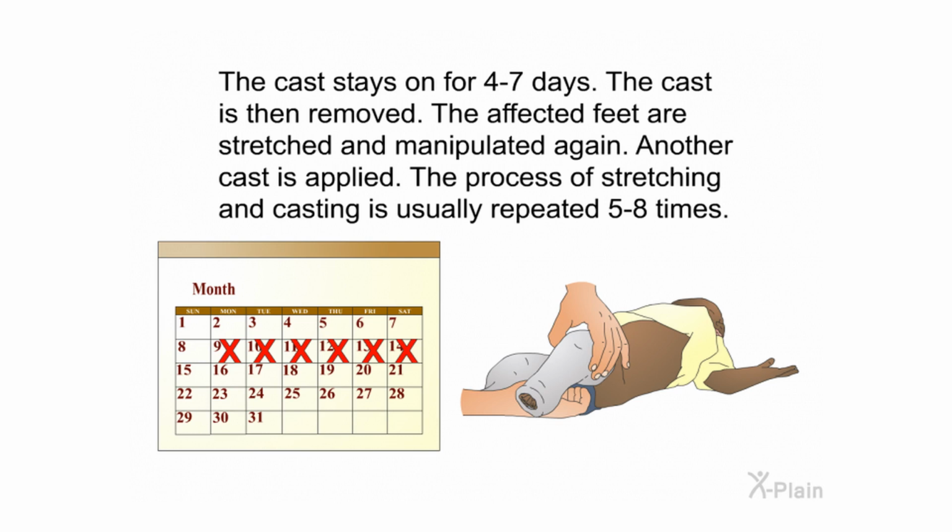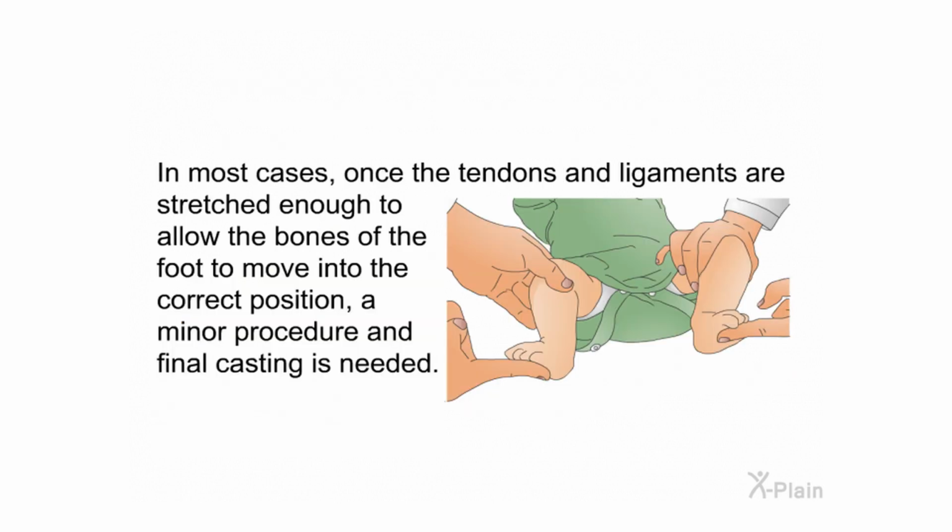The cast stays on for 4 to 7 days. The cast is then removed. The affected feet are stretched and manipulated again. Another cast is applied. The process of stretching and casting is usually repeated 5 to 8 times. In most cases, once the tendons and ligaments are stretched enough to allow the bones of the foot to move into the correct position, a minor procedure and final casting is needed.